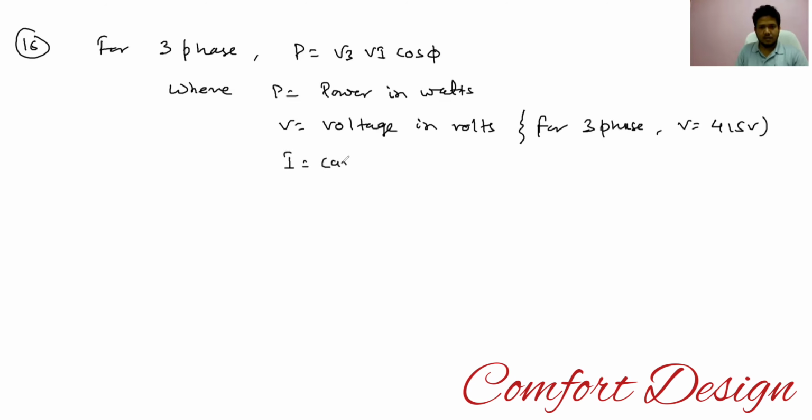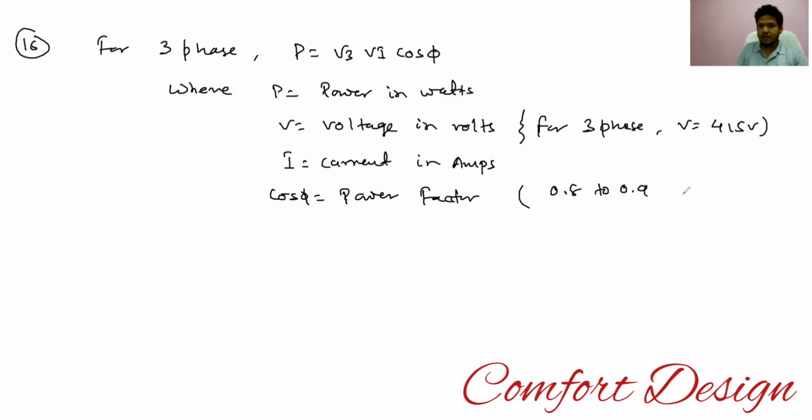I is current in amperes. Cos phi is power factor. It is 0.8 to 0.9 in India. Country to country, this value is differing. Phi is the phase angle. Okay.